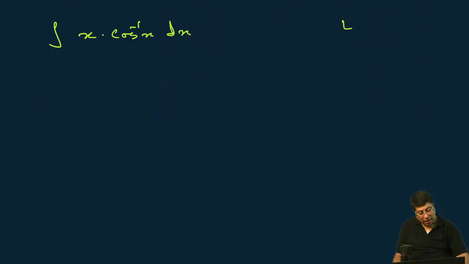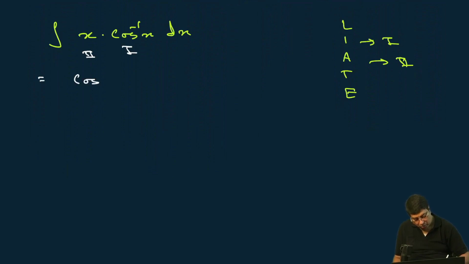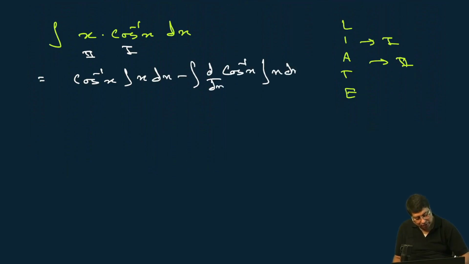So again, LIATE, or you can use ILATE as you think better. You can use ILATE. So under this situation, what will we do? I is the first function and x is the second function. Therefore, I can write here, this is the first function and this is the second function. Therefore, u v, same thing, integration of x minus integration of the derivative of the first function cos inverse x times integration of the second function, on total once more.